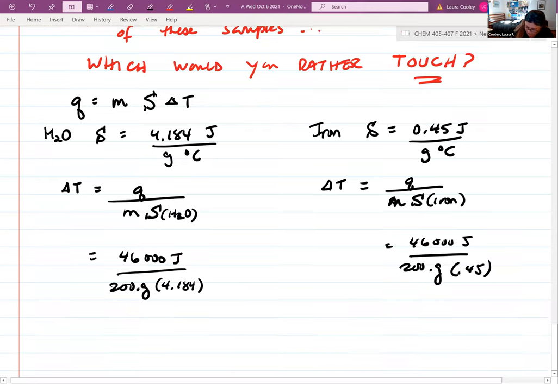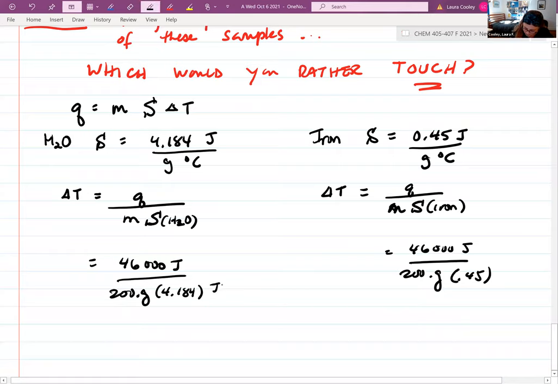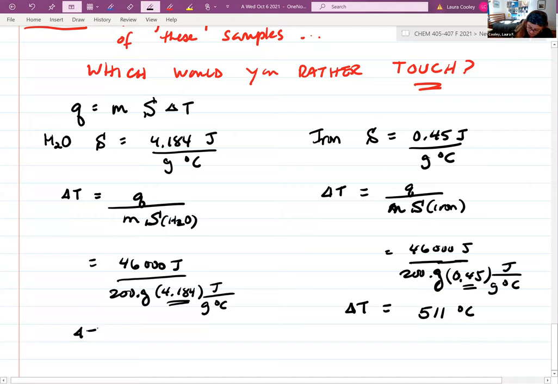So you could see this number is a lot smaller, so the denominator is smaller, so this number is going to be a lot bigger. In fact, since this number is about 10 times smaller than this, this change in temperature is going to be 10 times bigger. So it's 511 degrees C, while this is 55 degrees C. Well, look at that difference there.